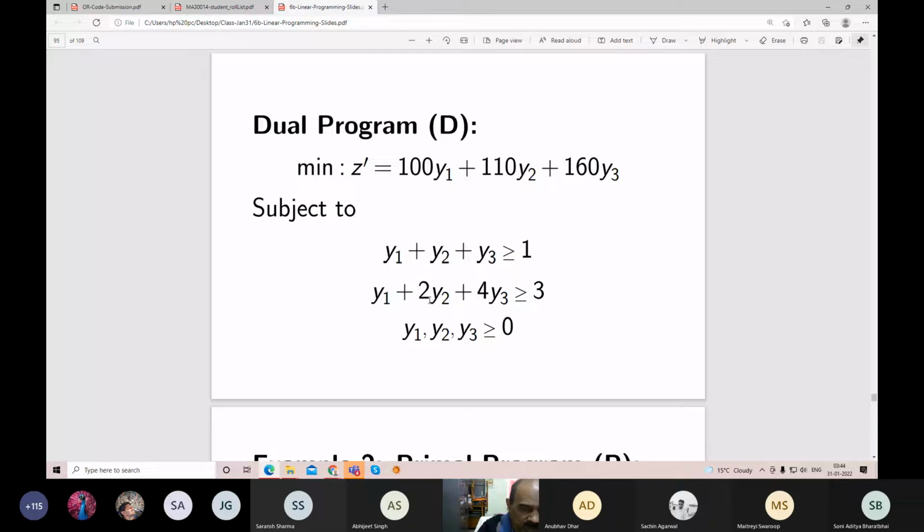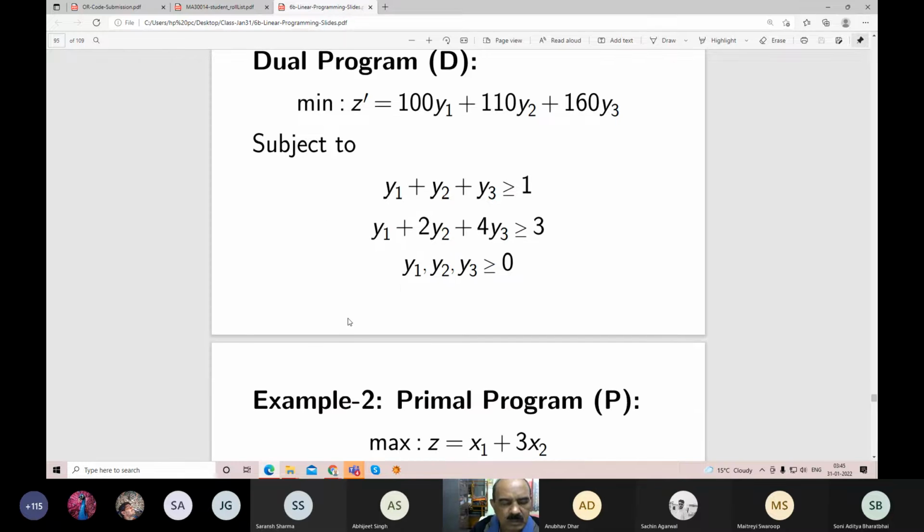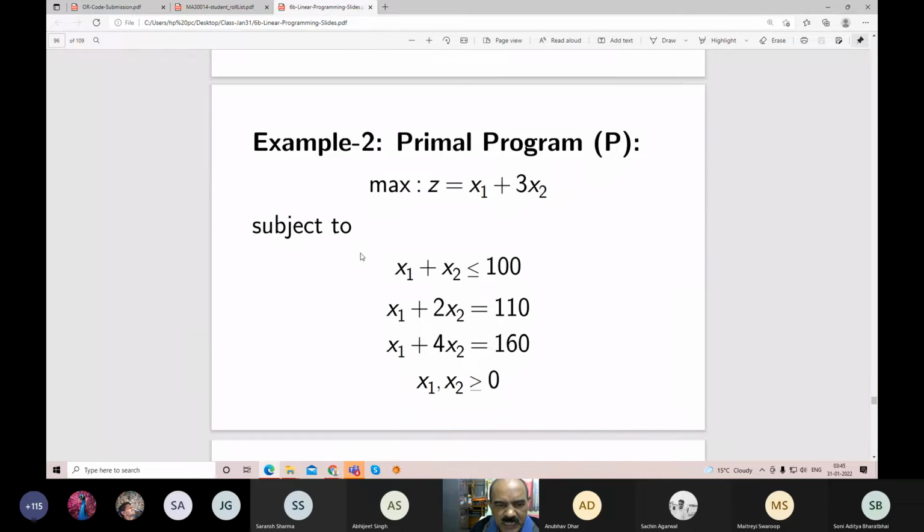Solving for x, how can you find y? There are some techniques we'll discuss. Solving for x, solving for y, you can find x. Similarly, solving for x, you can find y. Okay, these two are related. So this you will learn from the dual simplex method, and some theorems are there. We'll discuss about that. Now see here the second problem.